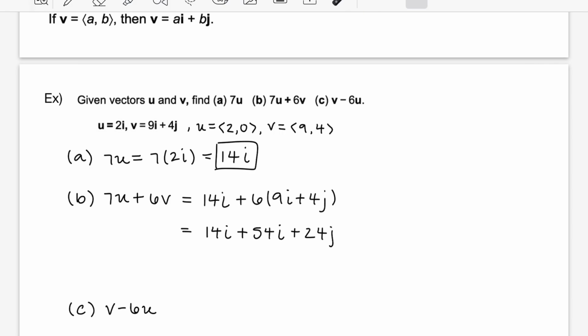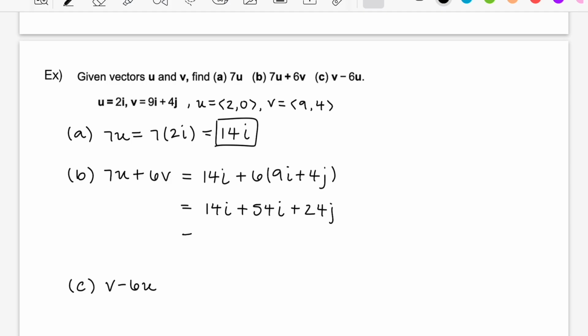And just like we saw with our vector operations when we were just looking at it in this form here, we're going to add our horizontal and our vertical components separately. Notice we have 2 horizontal components here and then just 1 vertical component here. So we will add our i's together, and we can think of this as combining like terms. So we'll just take 14i plus 54i, so this will be 68i, and then we have our 24j. And so this will be our final answer for this one.